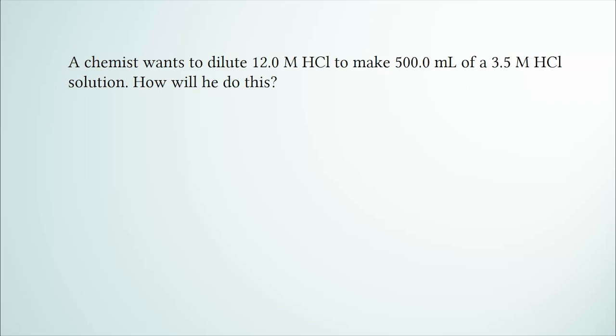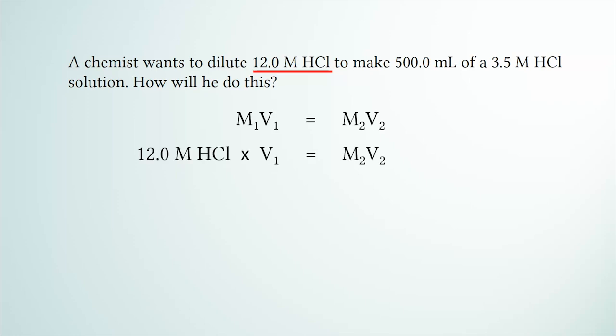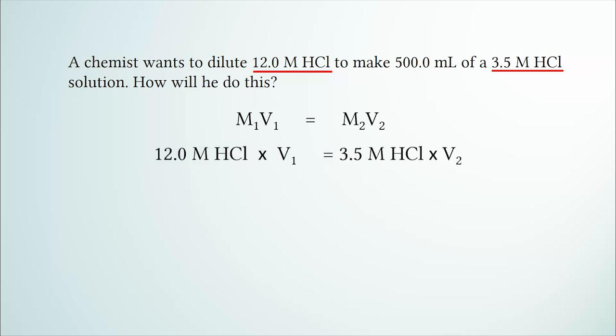A chemist wants to dilute 12.0 molar hydrochloric acid to make 500.0 milliliters of a 3.5 molar hydrochloric acid solution. How will he do this? The problem tells us we need to dilute the original solution, so we can use the molar dilution equation. The original hydrochloric acid concentration given to us is 12.0 molar, so that will be our value for M1. The chemist wants the final concentration to be 3.5 molar, so that will be our value for M2.